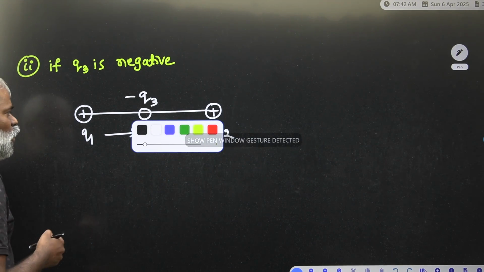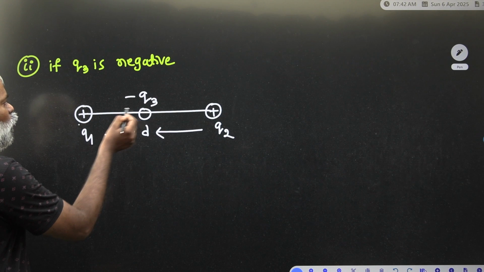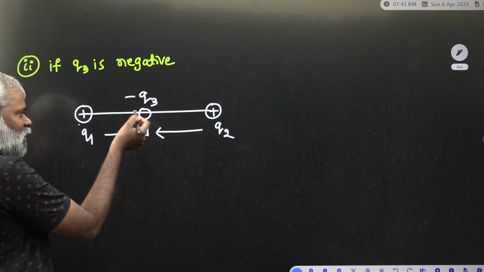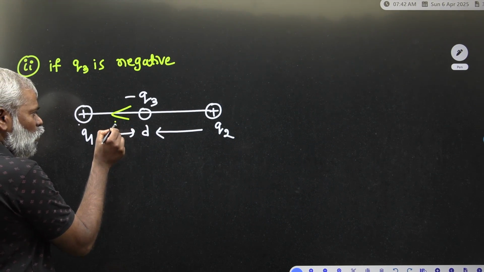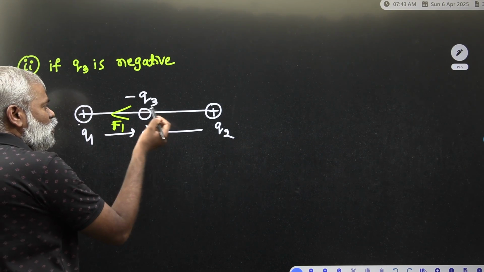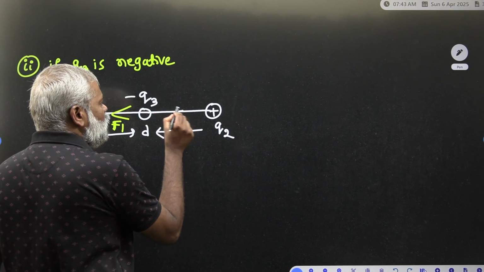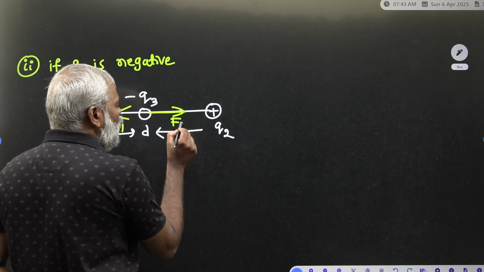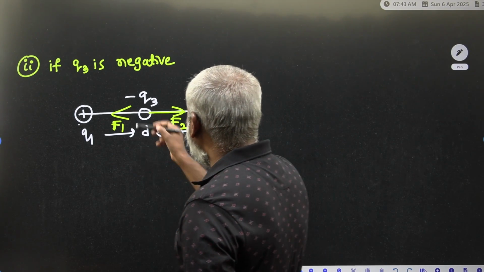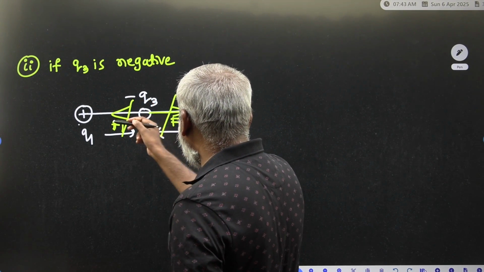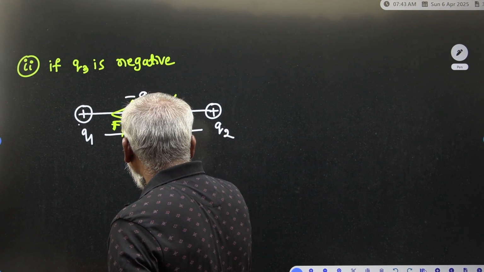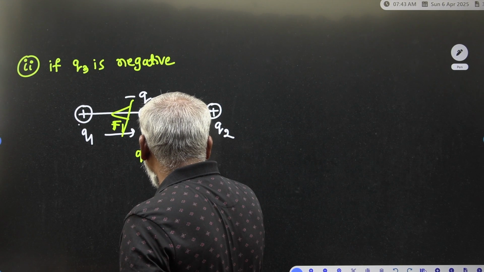Based on that, there is Q1 and Q2. The force on Q3 due to Q1 is an attractive force, so the direction is F1 in this direction. Now you are able to see there is attraction, so F2 is going in this direction. Therefore F1 and F2 are equal and opposite, so with equal charges Q3 is in equilibrium.